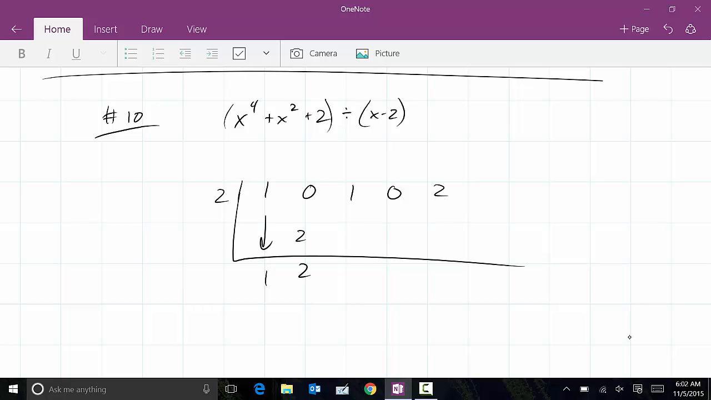All right, so that being said, we're going to bring down the 1, multiply, which is 2, and then add down, which is 2. Multiply, that's 4. Add down, which is 5. Multiply, that's 10. Add down, which is 10. Multiply, that's 20. Add down, which is 22.